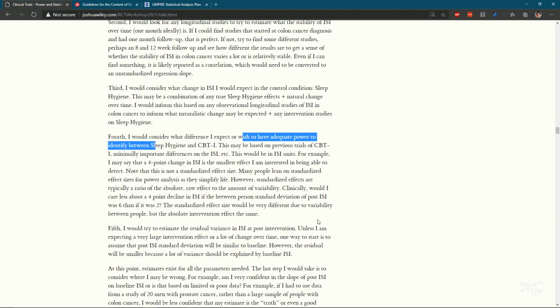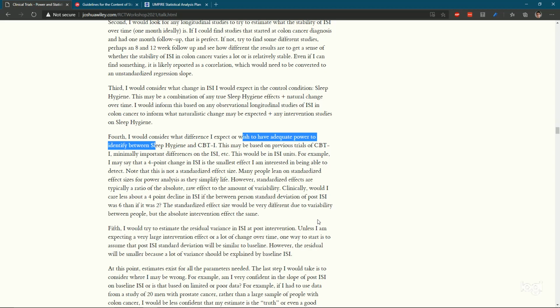This may be based on previous trials of CBTI, meta-analyses, minimally important differences on ISI, etc. This needs to be in the ISI units, since ISI is my primary outcome. If you have a different primary outcome, it needs to be in whatever the units of that primary outcome are. For example, I may say that a 4-point change in ISI is the smallest effect that I am interested in being able to detect. This is not a standardized effect size.